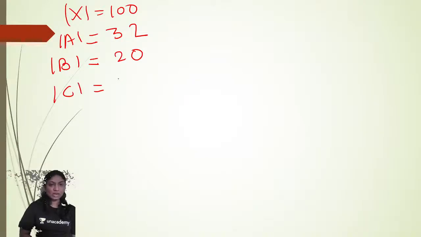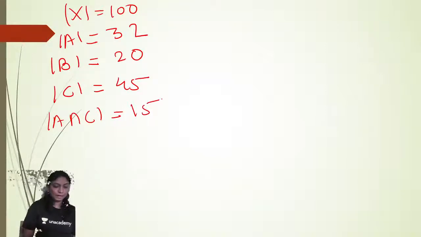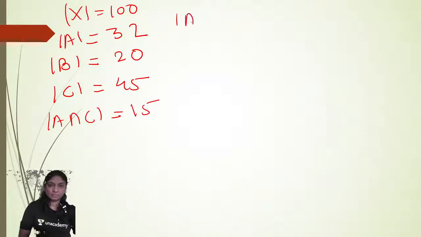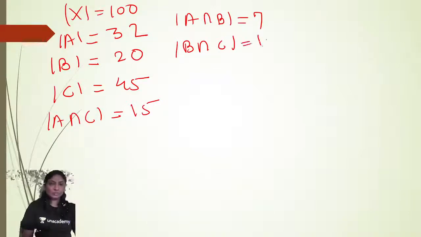45 students study biology, right? And 15 study mathematics and biology. It means cardinality of A intersection C is 15. 7 study mathematics and physics. It means cardinality of A intersection B is equal to 7. Now, cardinality of B intersection C: 10 study physics and bio, right? So 10 students study physics and bio.